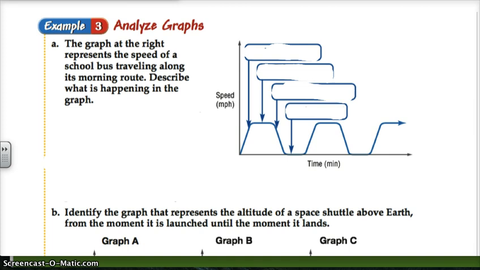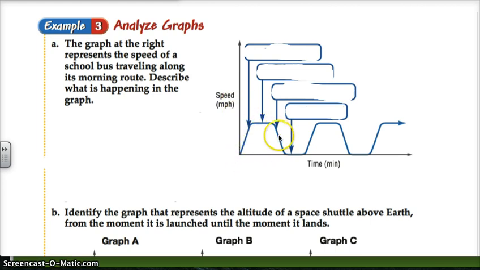So, in part A, it says the graph at the right represents the speed of a school bus traveling along its morning route. Describe what is happening in the graph. And so, we've got these little flags here that we're going to address. What we have here is a graph where over time, the speed of the bus is changing. So we recognize going up to be an increase in speed. So as time elapses, there's an increase in speed.